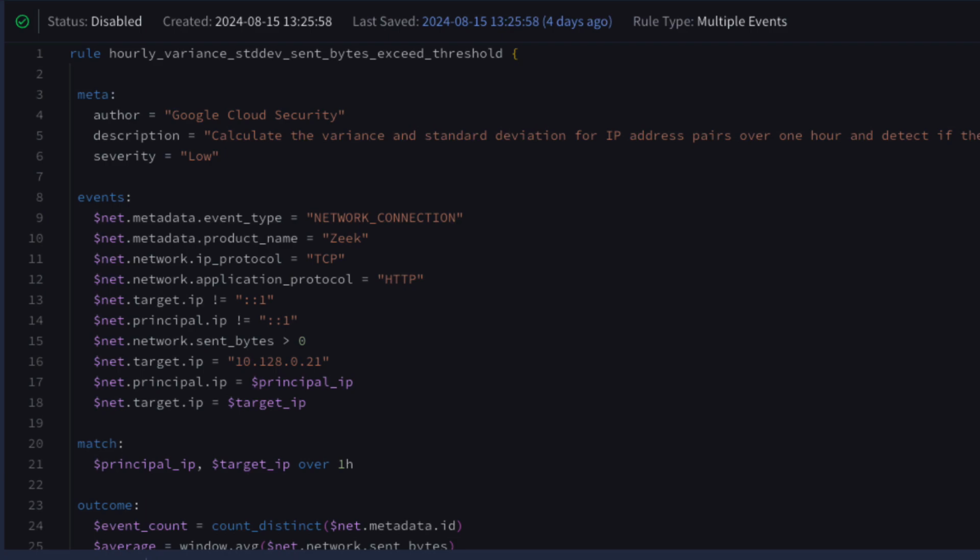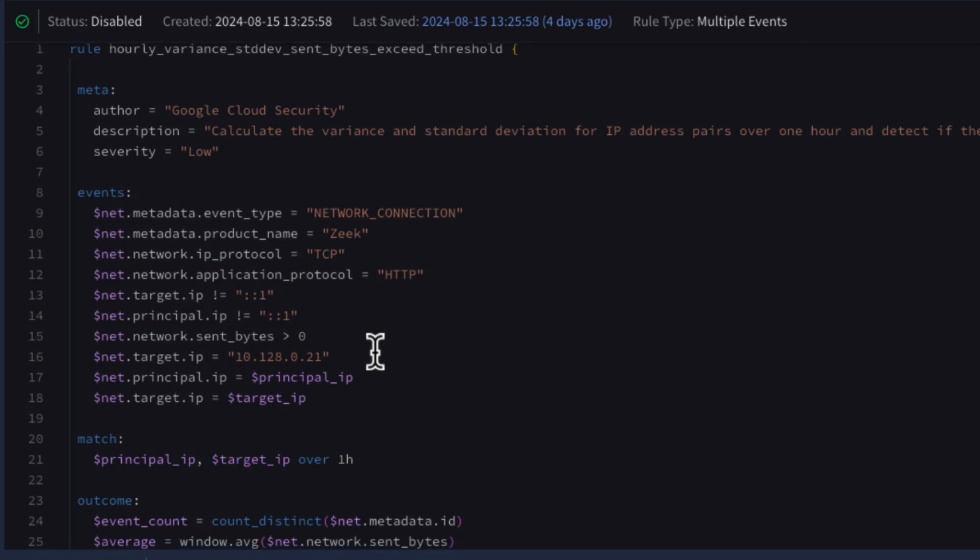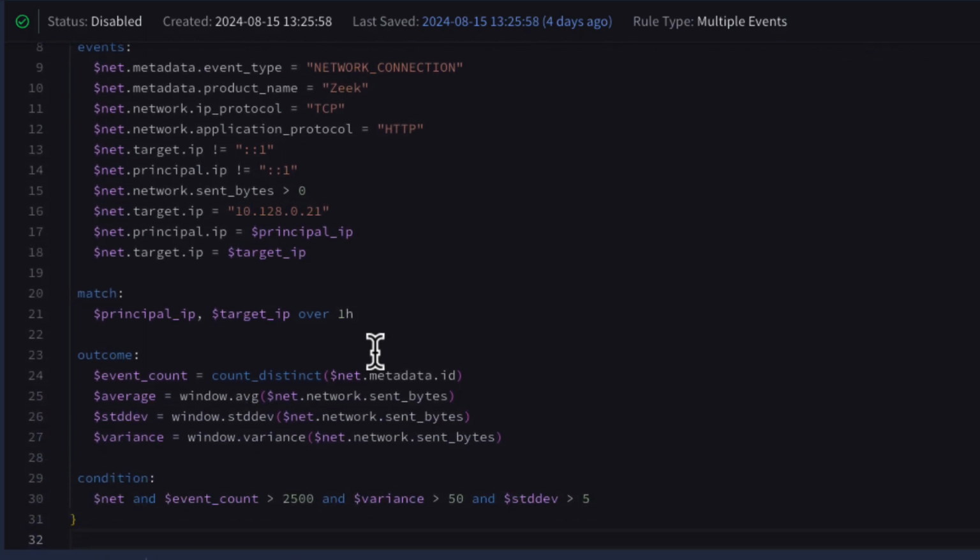These functions can also be used in rules. The events section contains our criteria, while the match section contains our aggregation or grouping, with the addition of a 1-hour time window. The outcomes section contains the event count, average, standard deviation, and variance.